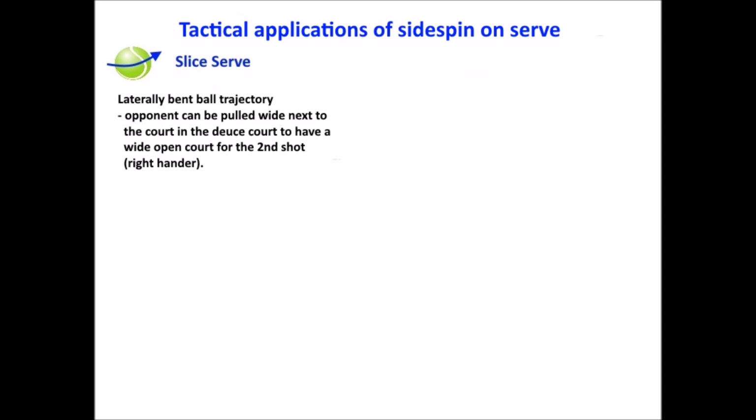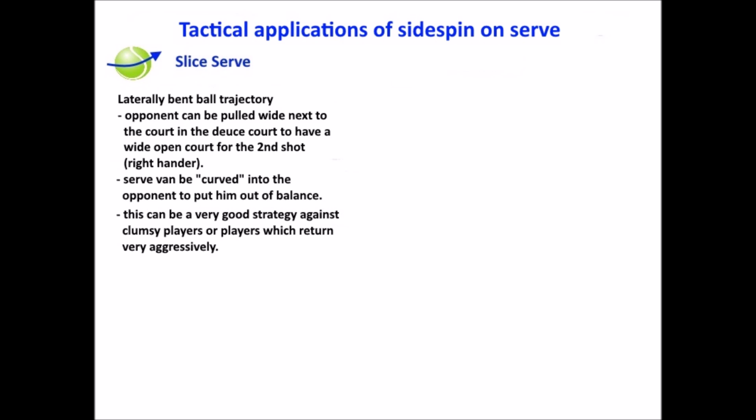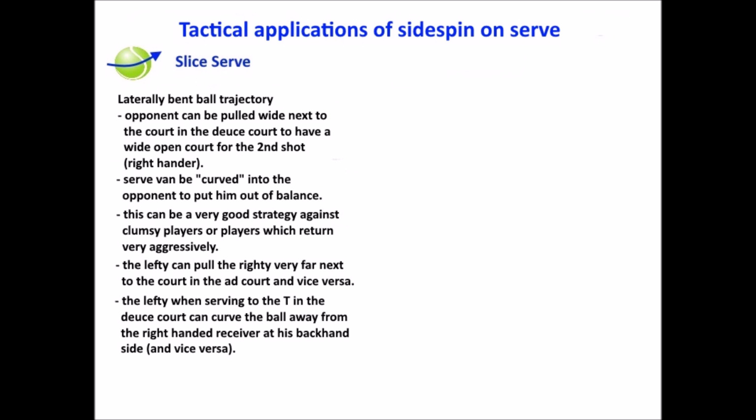Now let's take a look at the tactical applications for a slice serve. Due to the laterally bent ball trajectory, the opponent can be pulled wide next to the court in the deuce court to have a wide open court for the second shot. The slice serve can be curved into the opponent's body to put him out of balance. This can be a winning strategy against clumsier players or players who return very aggressively. The lefty can pull the righty very far next to the court in the ad court and vice versa. When serving to the tee in the deuce court, the lefty can curve the ball away from the right-handed receiver at his backhand side and vice versa.